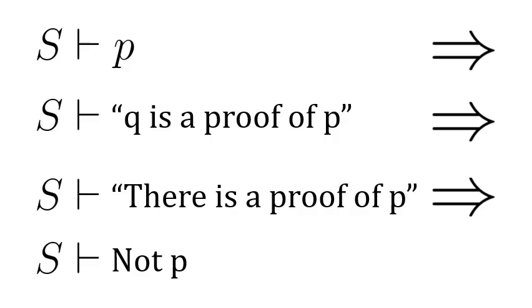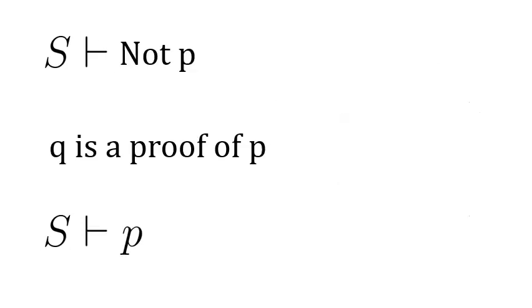Let's say instead that we proved not P first. We proved there is a proof of P. Now we have two cases. The first case is that we can actually write such proof of P.